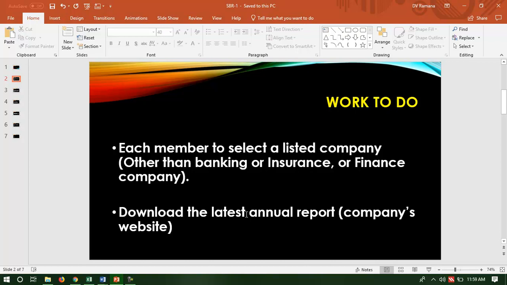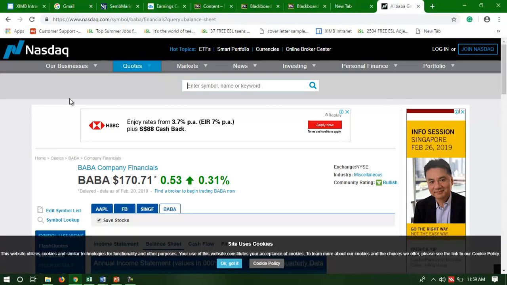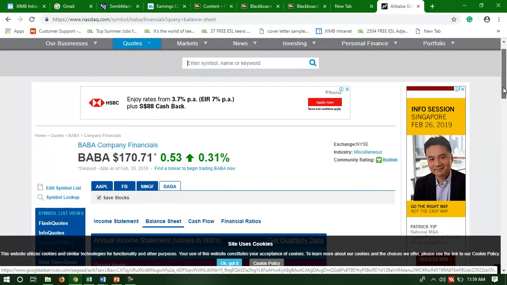Download the latest annual report of this company and keep it with you so that later on you can refer to that annual report. The most important is to download the financial statements, balance sheet, income statement, cash flow, for at least 5 years. But the more the better. The final number is the group's decision. This data can be downloaded from the company's website or from NASDAQ or Yahoo Finance or any other publicly available source.